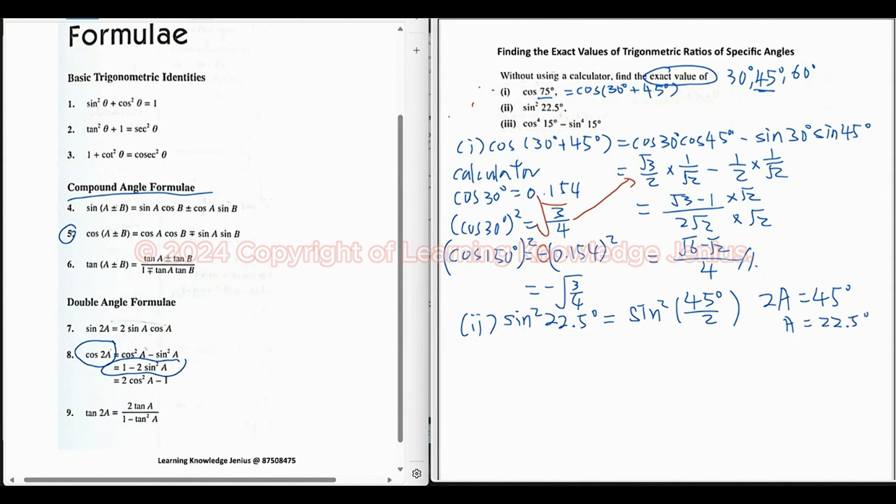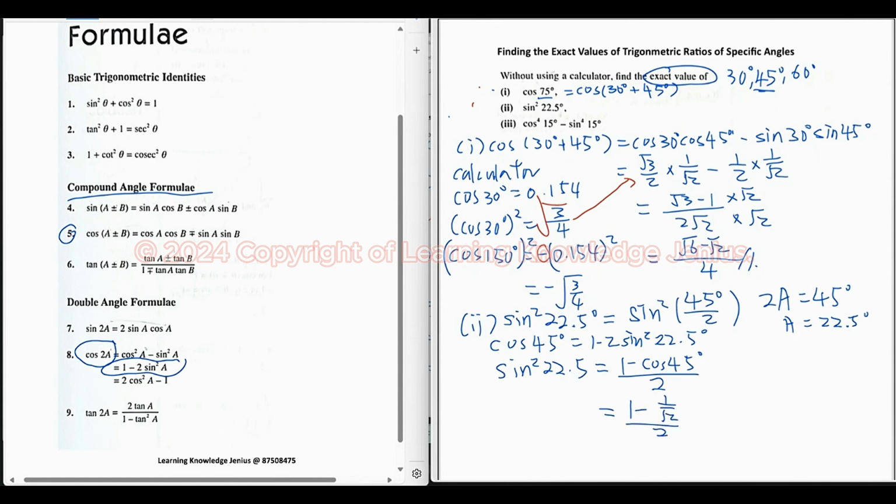If you actually apply the formula, since we have cosine 45 equal to 1 minus 2 sine square A at 22.5, if you rearrange them, you will get sine square 22.5 degree equal to 1 minus cosine 45 divided by 2. Then you can just apply this.